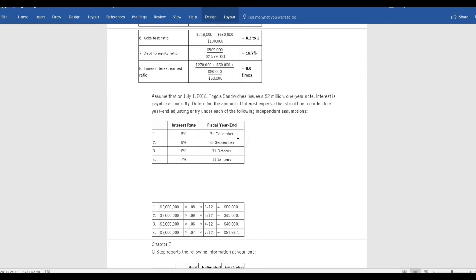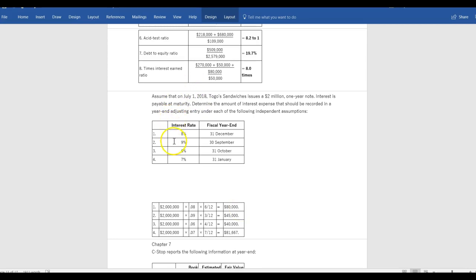Remember, if this is a one-year note, and it was issued on July 1st, then for 6 months in this scenario we need to record the interest accrued to come up with the interest we need to show as an interest expense and an interest payable. So we would calculate the note times the interest rate times 6 months out of 12 months, or you can divide it by 12 and multiply it times 6 to get $80,000 to be the amount of interest in that scenario.